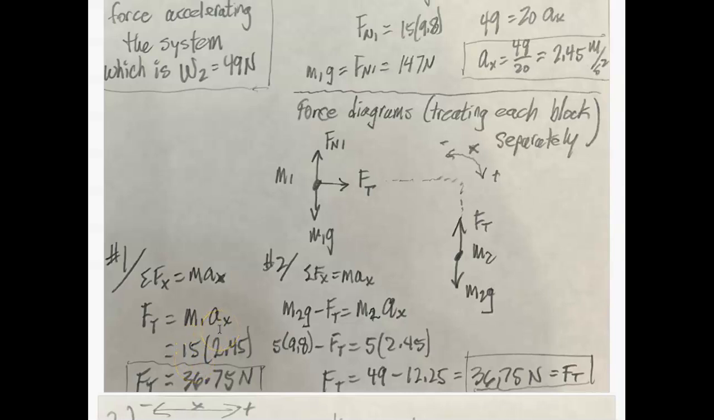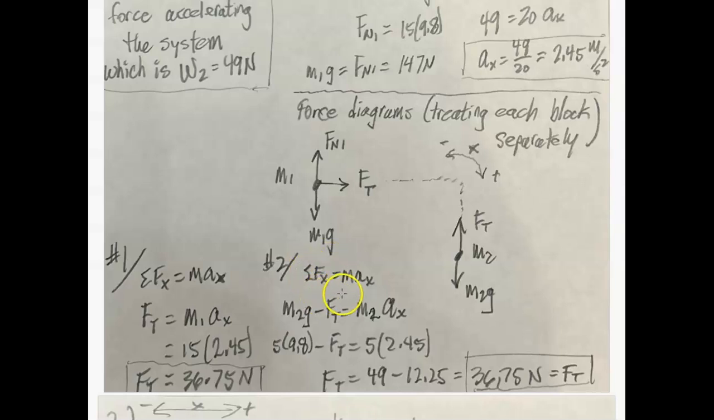I found the acceleration up here in the first part, 2.45. So there is my tension in the string, 15 times 2.45, or 36.75 newtons. That is probably the simplest way to find the tension, but you can find it using block number 2.